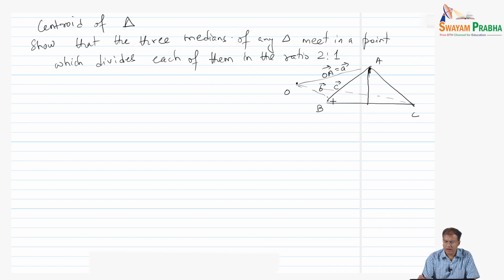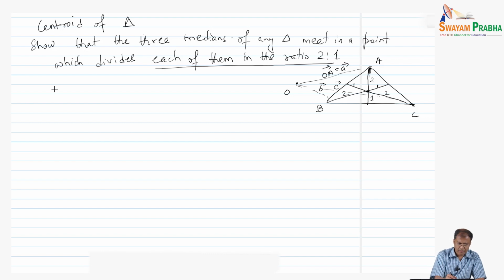And the result asks us to show that these three medians meet at identically the same point, and this point is such that the medians are divided in the ratio 2:1. So this is what we have to show: that the point of intersection is common and it is such that the medians are divided in the ratio 2:1. Okay. Now, what do we have?